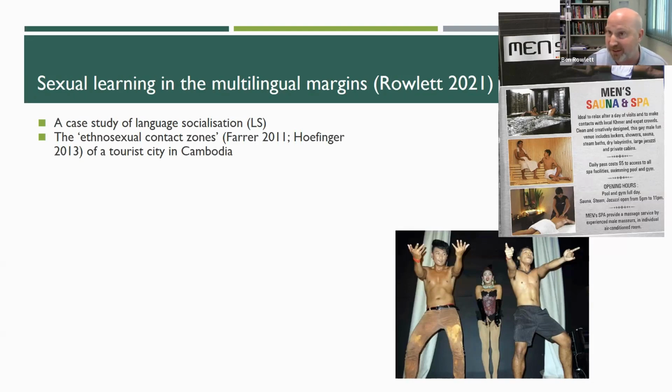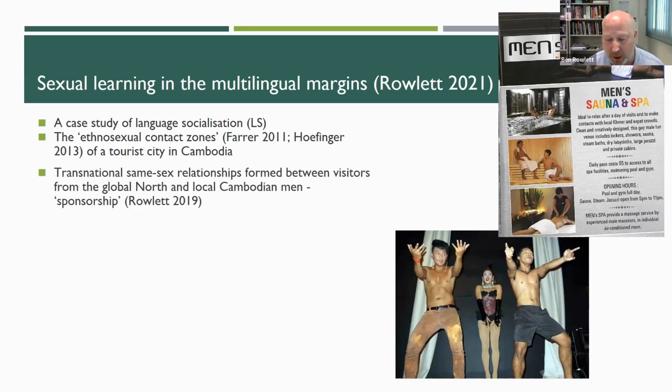These contact zones consisted of the bars, hotels, and spas which were advertised to the tourists as gay friendly. These relationships were often termed by locals and visitors alike as sponsorship arrangements, and they were defined across a spectrum. This ran from acts of charitable support, by which the Cambodian received economic support for education, to acts that appeared to be more or less transactional, where money was exchanged for friendship and in some cases sexual intimacy.